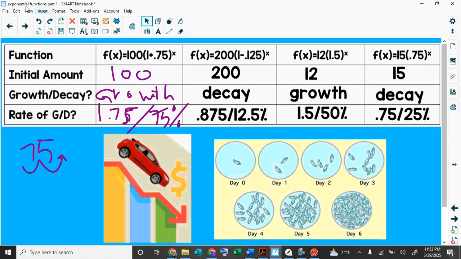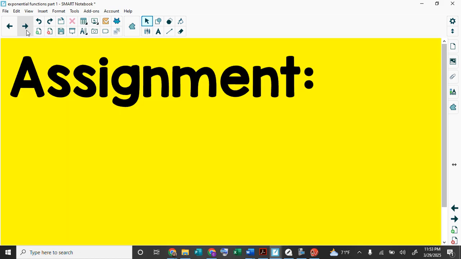If you have any questions, make sure you ask them. You're going to have an assignment that is in Google Classroom. This is pretty easy stuff.